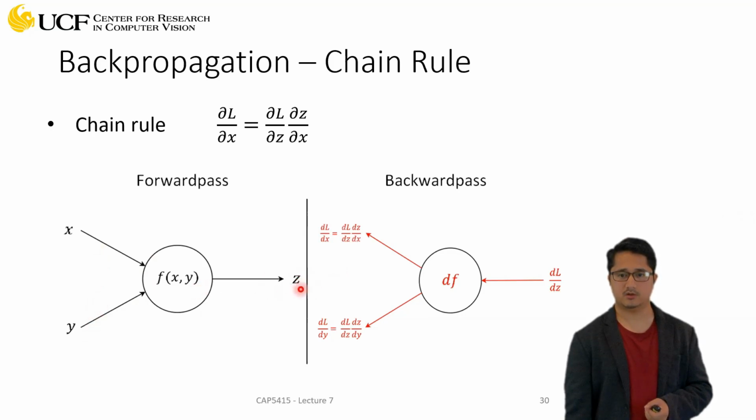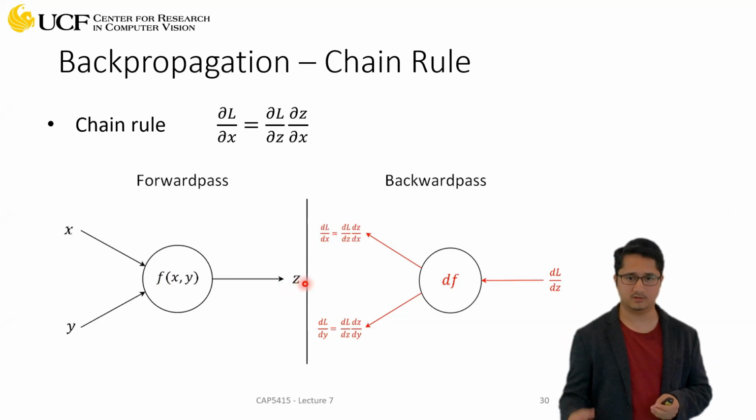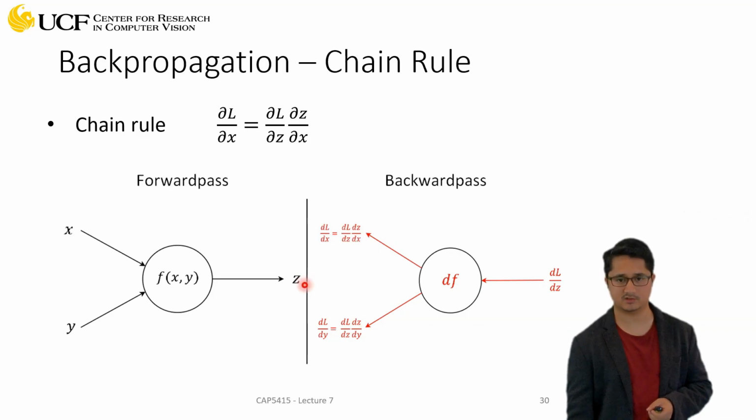Okay, so now if this z is actually being used to compute the loss function, then what you can do is first compute the derivative of the loss function with respect to z, which is easy because z is used in the loss formulation, right? You can just use derivative equations to compute that partial derivative. And once you have that, the goal is to find the partial derivative of the loss function with respect to x and y.